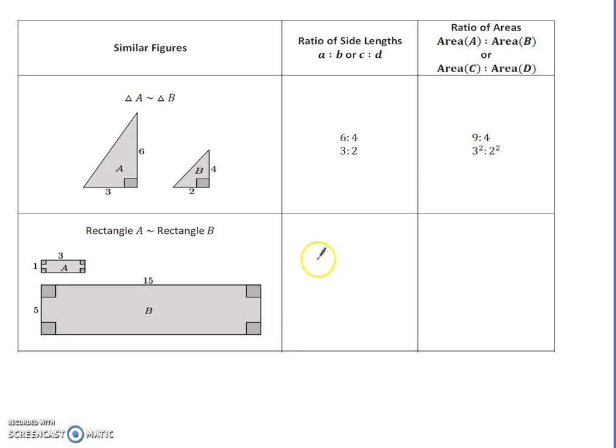So in this problem, the ratio of the side is 3:2. So the ratio of areas is 3 square is to 2 square. Here the ratio of the side is 3:15. So when you reduce it, it becomes 1:5. Or you can just take 1:5. So ratio of areas will be 1 square is to 5 square, which is 1:25.